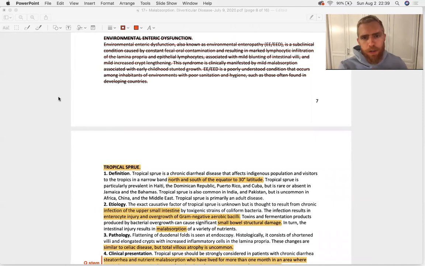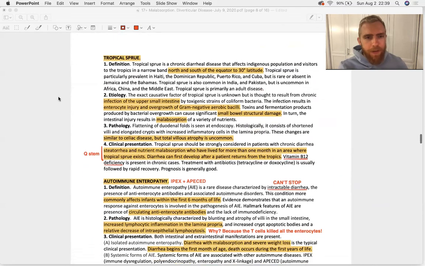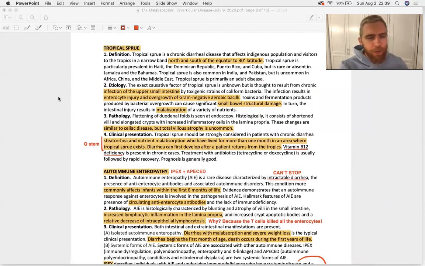Environmental enteric dysfunction. Next, don't say nothing about that. Tropical sprue. This one sounds like a new flavor of Capri Sun or something, you know, like tropical sprue. Well, how do you define tropics? Great question. Thankfully, Arvin Santo knows that the tropics are 30 degrees north and south of the equator.